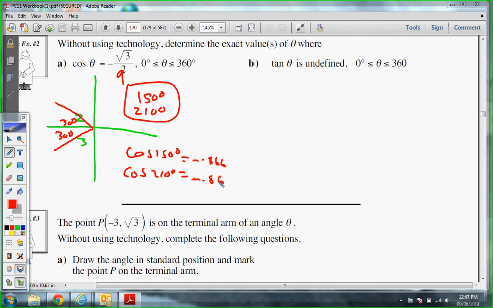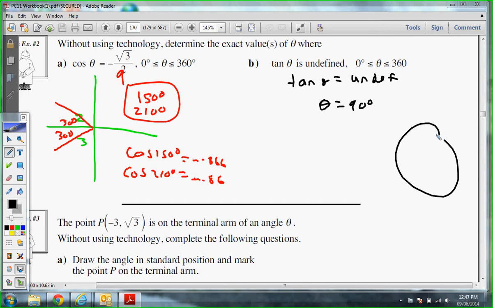Okay, part B, tangent theta is undefined. Well, we know about undefined. We did a little undefined section. If I look back at my chart, undefined happened at 90 degrees, and that's the only place it happened. So tangent theta equals undefined means theta is 90 degrees. It's that simple. Now, 90 degrees is part of it, because if I think about my unit circle, up here it's 0, 1, right? Down here it's 0, negative 1.